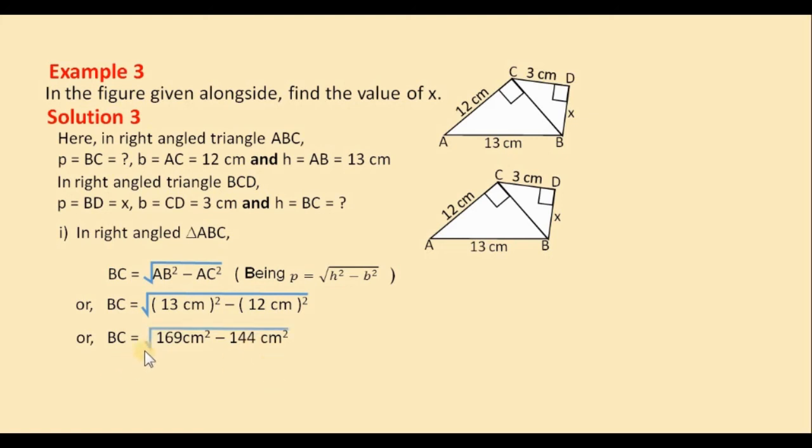Therefore, BC is equal to square root of 169 square centimeter minus 144 square centimeter. When we subtract it we get 25. So BC is equal to square root of 25 square centimeter. Therefore, BC is 5 centimeter. Square root of 25 is 5.